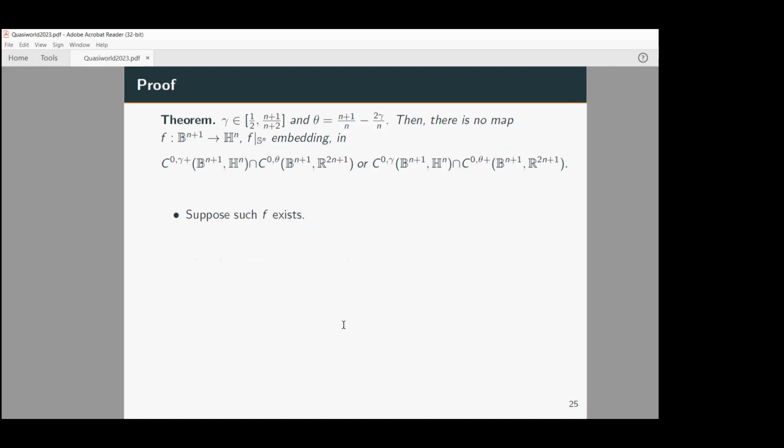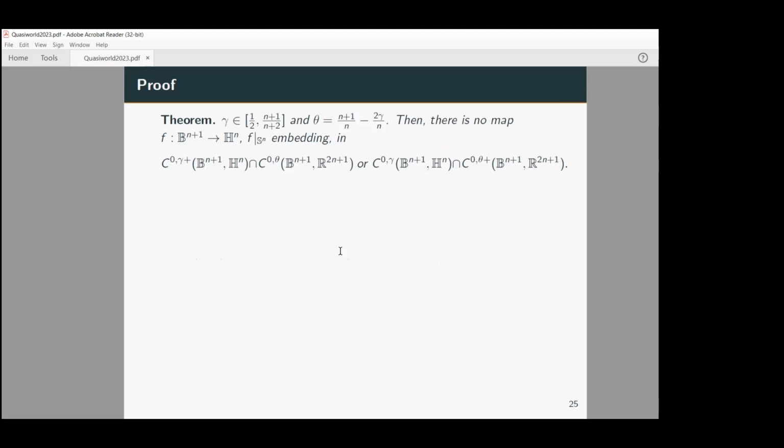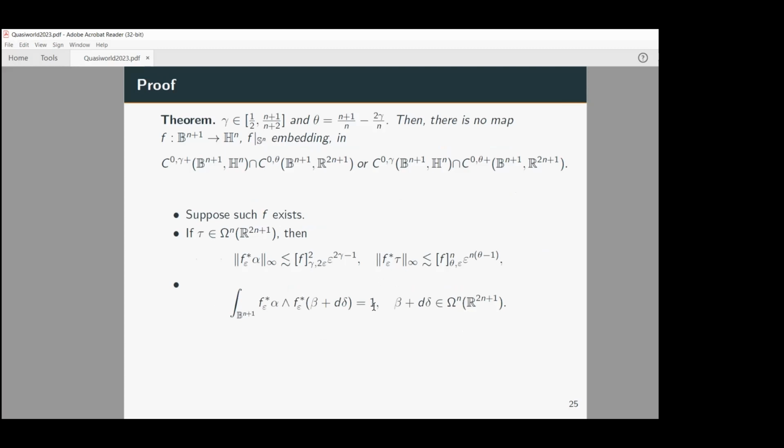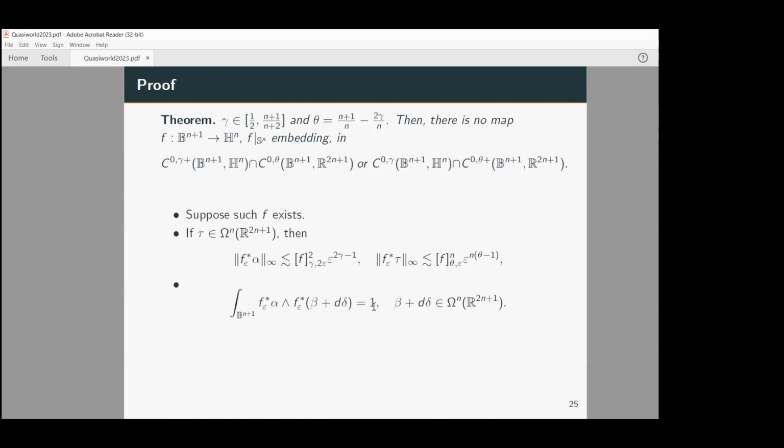And suppose that such f exists. Then let's recall, I'm just copying this statement, I'm just copying the corollary. Because f is gamma into H^n, theta into R^2n+1, and we have some estimates. So this is a copy and paste from the corollary: a good estimate for the contact form, a bad estimate for a generic form. And this is the lemma that we proved, that we could construct forms. So alpha was a contact form, but beta was an n form and delta was an n-1 form, so that this integral is 1. So I copy and paste.